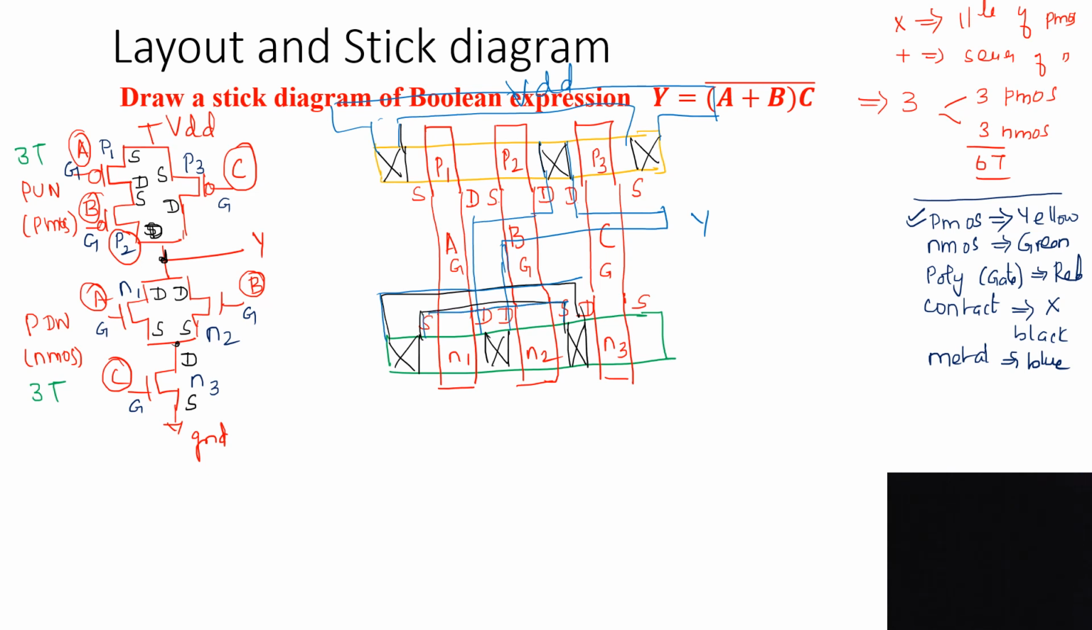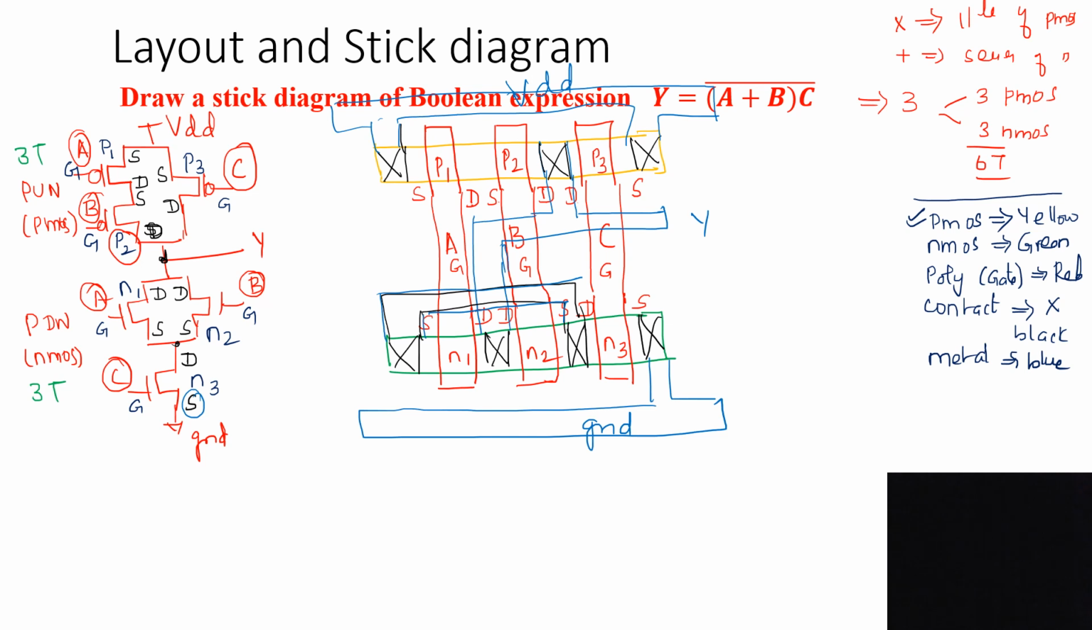Okay. Then the source of N3 is connected to ground terminal. So I have to place the contact over there. Wherever you want to make the connection, first we have to place the contact, then you have to use a metal wire. So here I will take the metal for giving the ground connection. So this is the layout of A plus B into C. Okay, it's a very simple concept only.